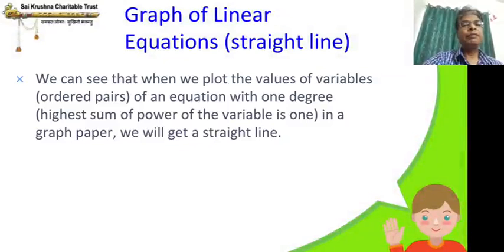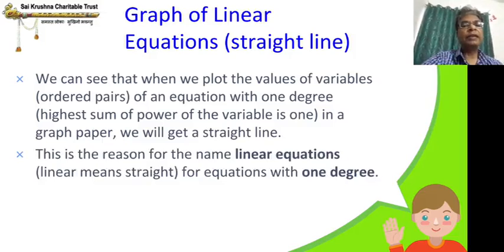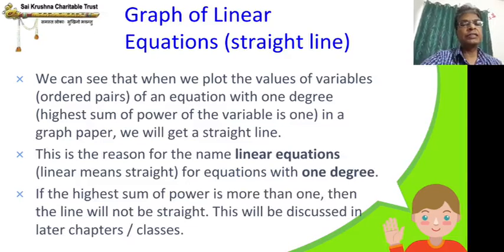We can see that when we plot the values of the variables of an equation with 1 degree on graph paper, we will get a straight line. That is why 1 degree is written here. This is the reason for the name linear equations for equations with 1 degree. If it is 1 degree, we will always get a straight line, so straight line means linear. That is the reason we discussed in the beginning of this chapter for calling equations of the type ax plus by plus c equal to 0 linear equations. If the highest power is more than 1, then the line will not be straight. We will discuss this in later chapters or later classes.